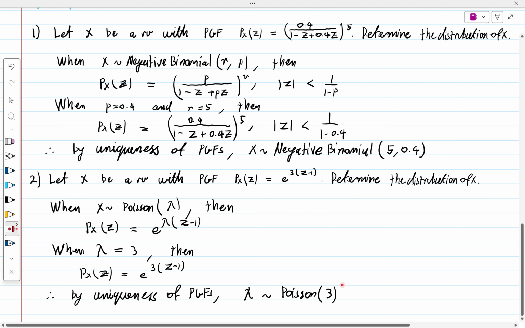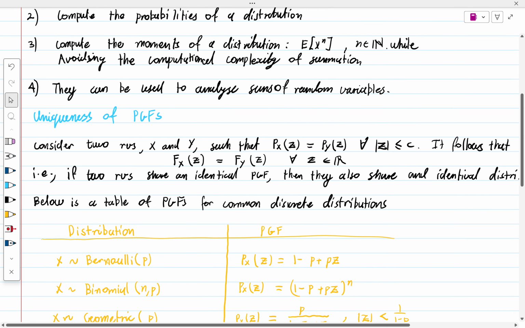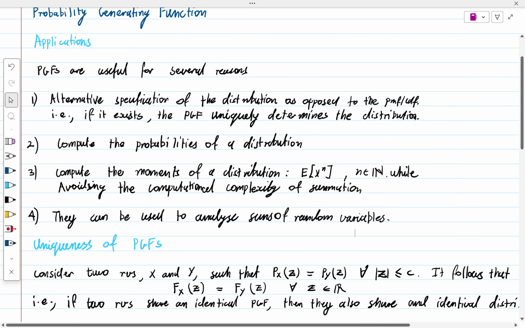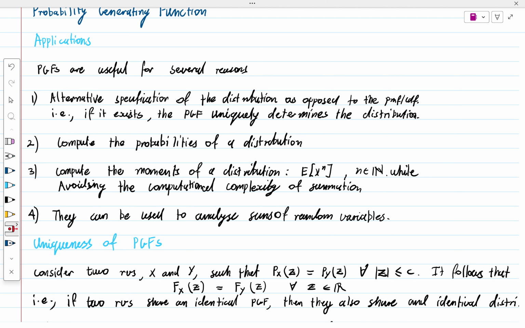There concludes the video. I hope that in this video we've solidified what this definition of uniqueness of PGFs means and how it can be used to determine the distribution when given the PGF. In the next video, we will look at computing the probabilities using the PGF, and in subsequent videos, we'll look at properties 3 and 4, applications 3 and 4.